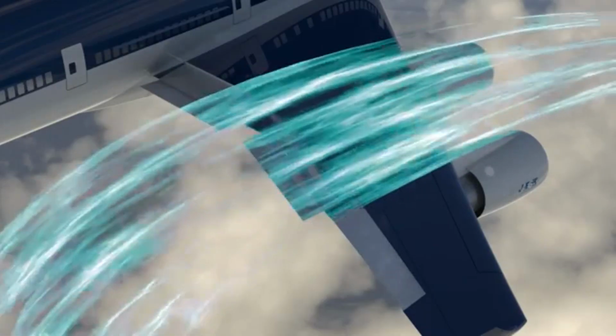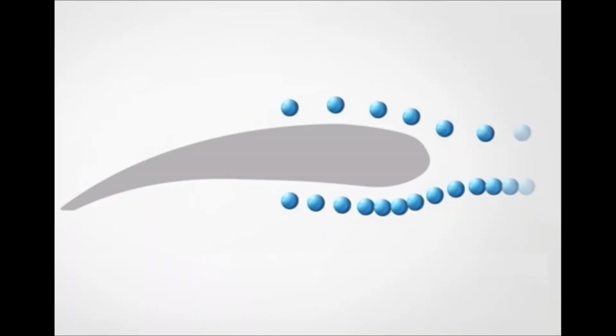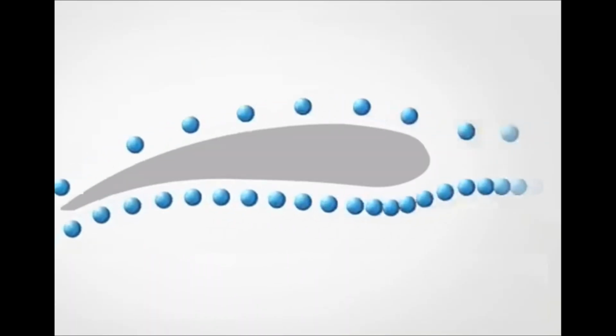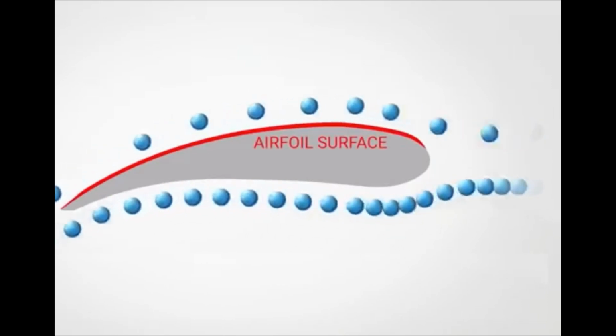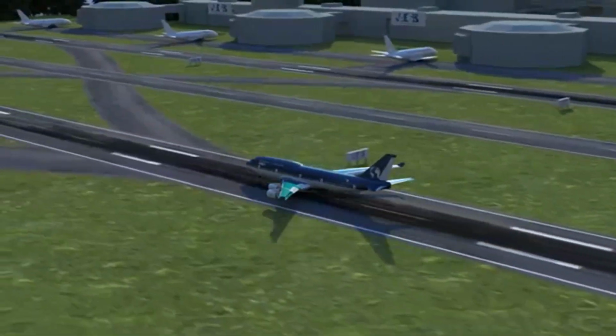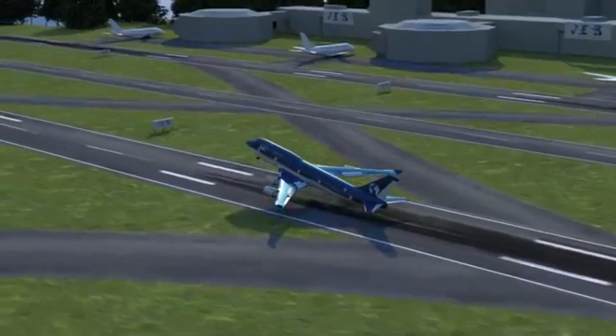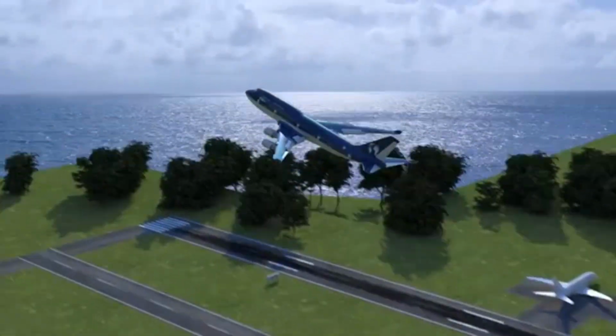Since lift is directly proportional to the air molecules colliding with the wing, more air molecules must collide with the wing so that the aircraft can generate more lift. This can be done by increasing the speed of the aircraft, because once the speed increases, more air molecules can collide and cause more lift. That's the reason why airplanes increase their speed before takeoff.